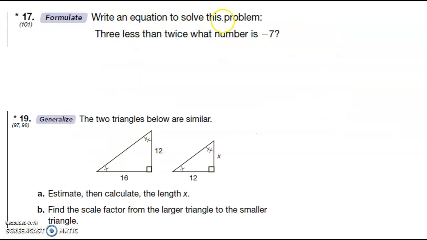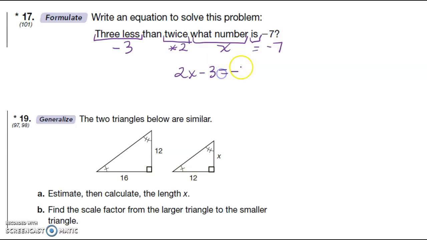Write an equation to solve this problem. 3 less, so I'm subtracting 3, then twice, I'm multiplying by 2. What number, x, is equals negative 7? So I have 2x minus 3 is equal to negative 7. It doesn't say I have to solve it, it just says I have to write an equation.